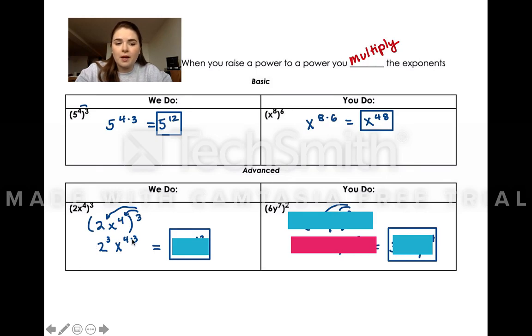And then we multiply here x to the 4 times 3, right? So that becomes x to the 12th power. Our final answer is 8, because 2 cubed is 8, times x to the 12th. So I want you to pause the video and then come back once you've tried this one on your own.